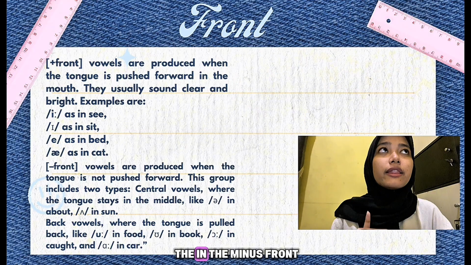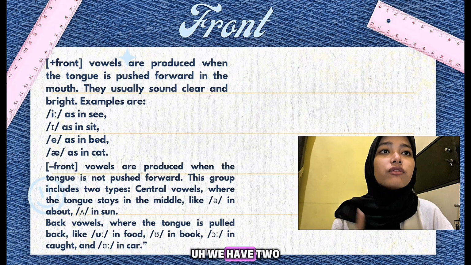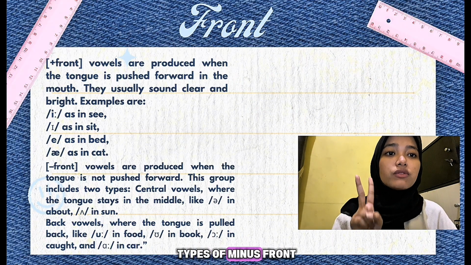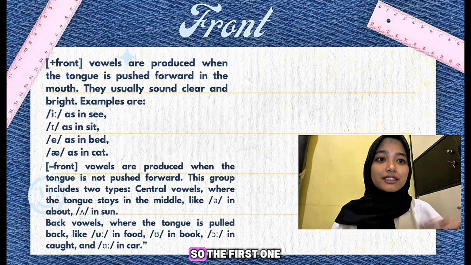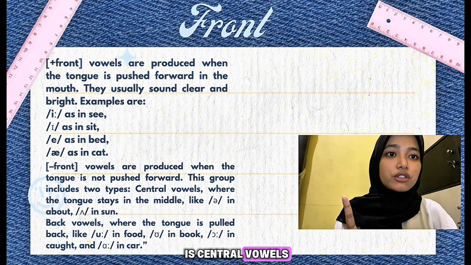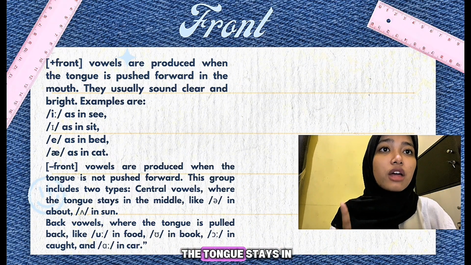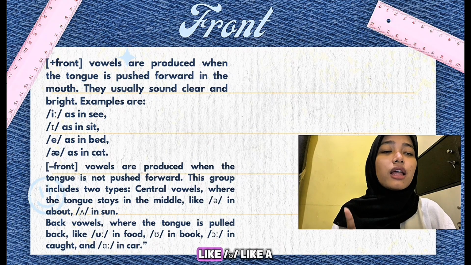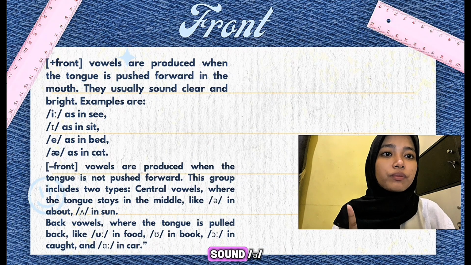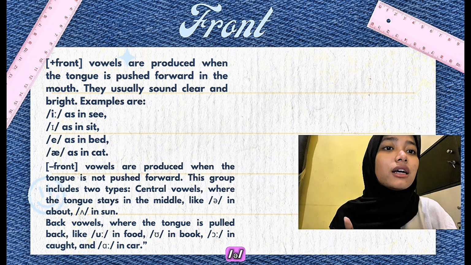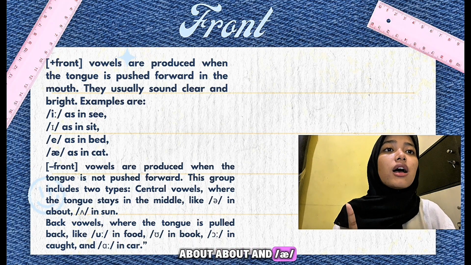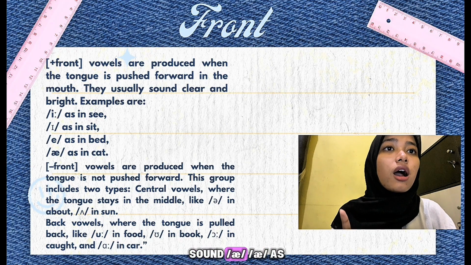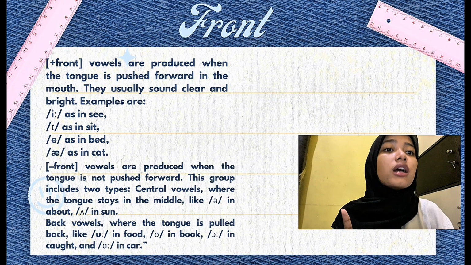In minus front, we have two types: central vowels and back vowels. The first one is central vowels, where the tongue stays in the middle, like the uh sound as in about, and the aw sound as in caught.